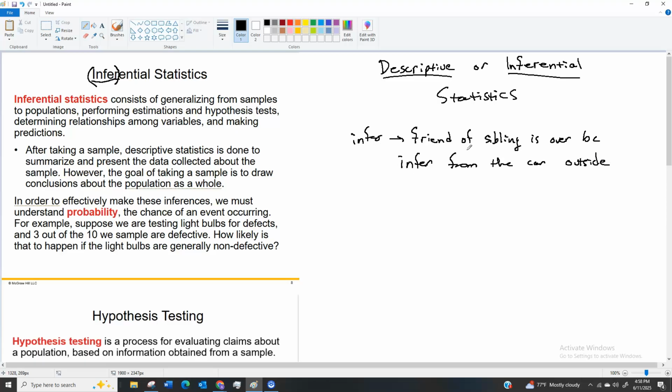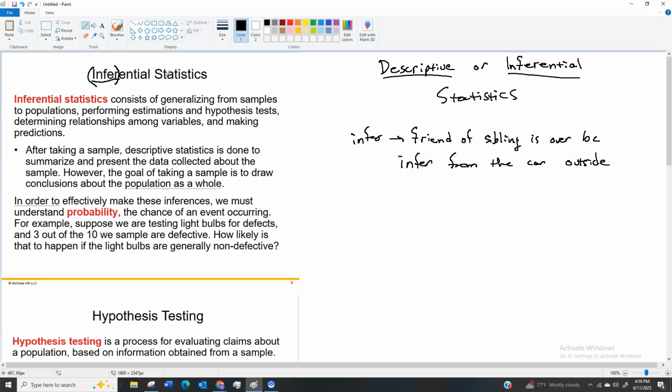Okay, so you infer that the friend of a sibling is over, because you infer from the car being outside that they must be at your house. Now, is that always correct? No, it's not. Maybe the friend is not over. Maybe their car broke down at your house. Maybe they did come over, but the sibling and the friend left and went to a movie. That does not necessarily mean your inference is always correct, and that's the same thing with statistics.